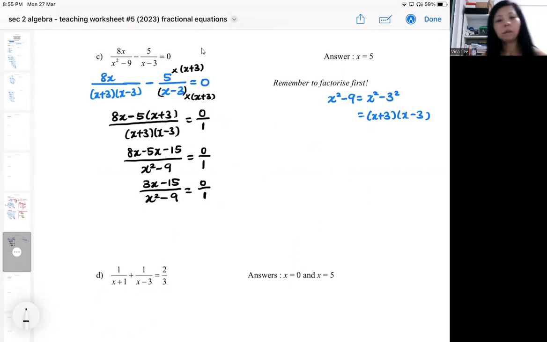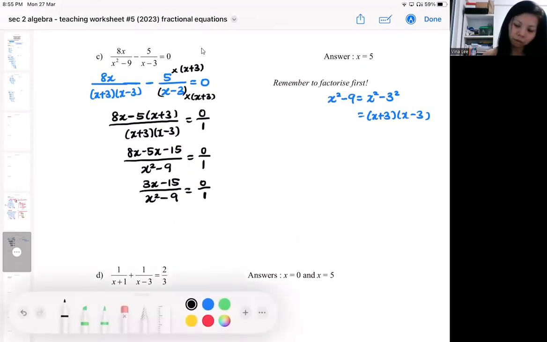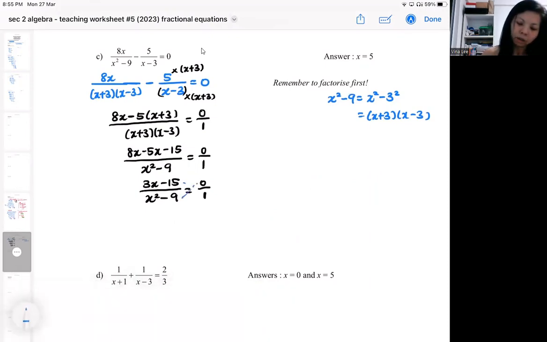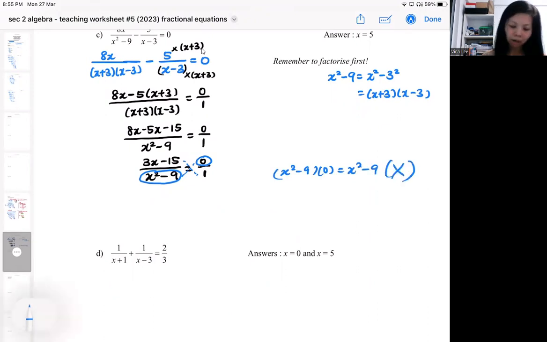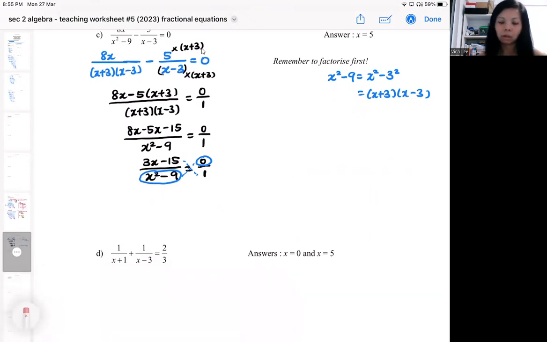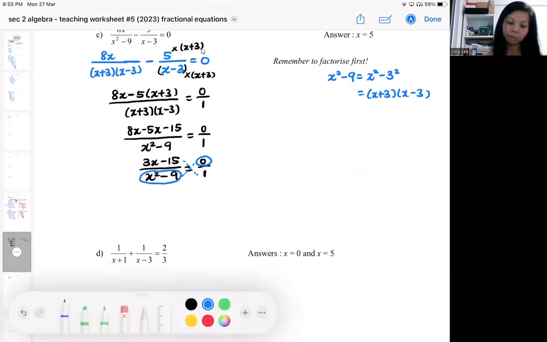Once we can make it into a single fraction, realize that there's a lot of simplification you can do before we cross multiply. Now, with the cross multiplication, some people have a chance of making careless mistakes when they multiply something by 0. By right, anything that you multiply by 0 is 0. But some people will unknowingly tell me that x squared minus 9 times 0 is still x squared minus 9. That is a common mistake. By right, any expression or value that you multiply by 0 will disappear.